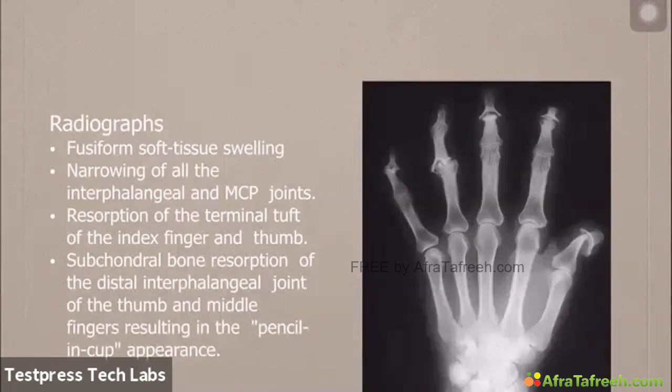And this is a classic pencil-in-cup deformity. That's also called the pencil-in-cup deformity that you encounter in this particular example. So where there is a telescoping that you're seeing here. So this is the pencil-in-cup deformity that is very classic of a psoriatic arthritis once again.